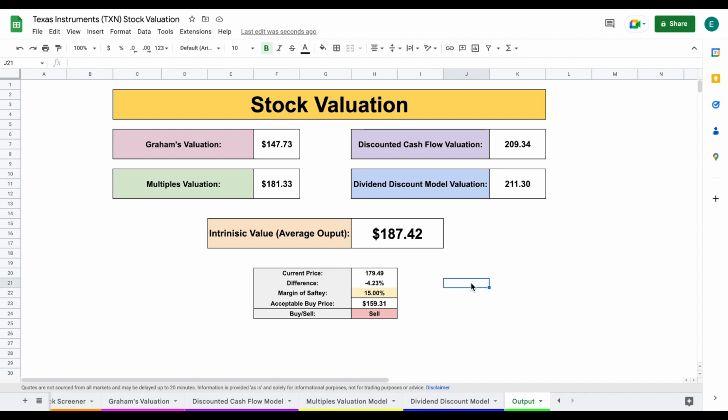So like I said, I really like this company personally. It is a company that I own in my personal dividend portfolio because I think they're going to be able to continue to grow their free cash flow and grow their dividend payments over time. But you may want to keep an eye out if it does come close to that acceptable buy price.